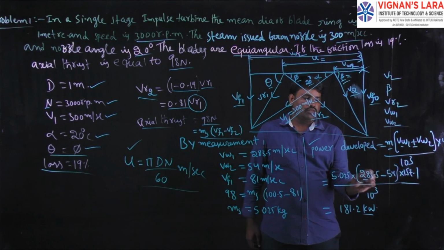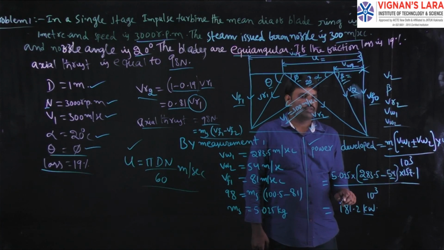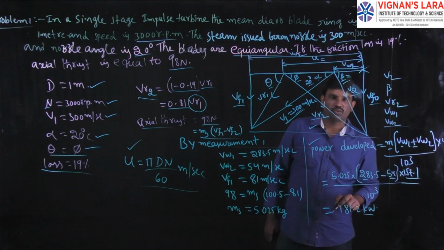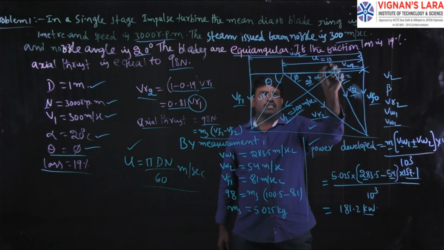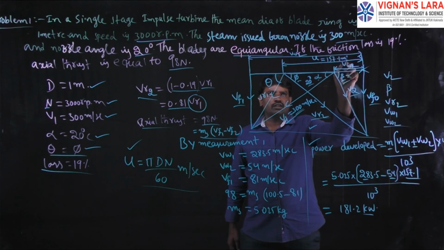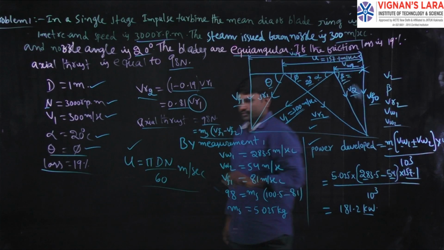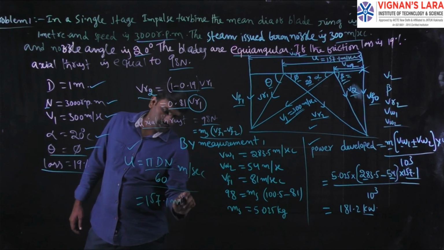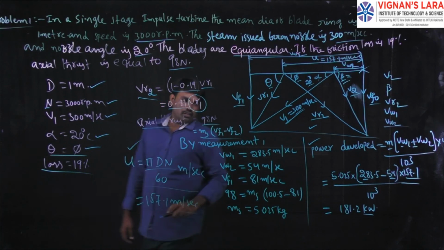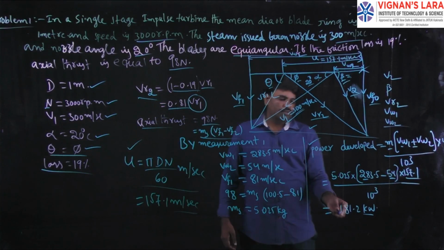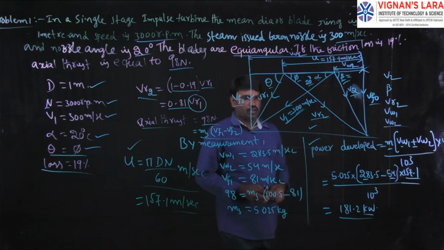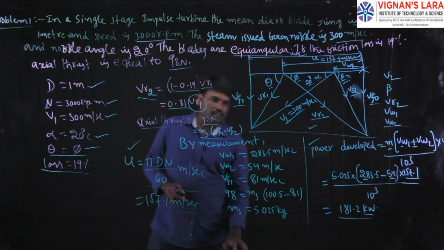Vw1 is 283.5 meter per second and Vw2 is 54 meter per second, and U is 157.1. After calculation, U is equal to 157.1 meter per second. The power developed by the turbine you can also calculate, that is 181.2 kilowatts. Let us see one more problem on this impulse turbine.